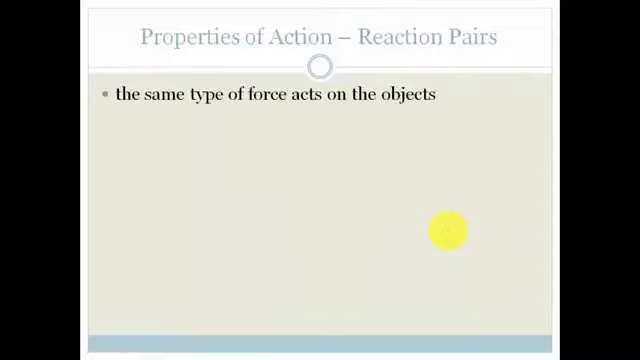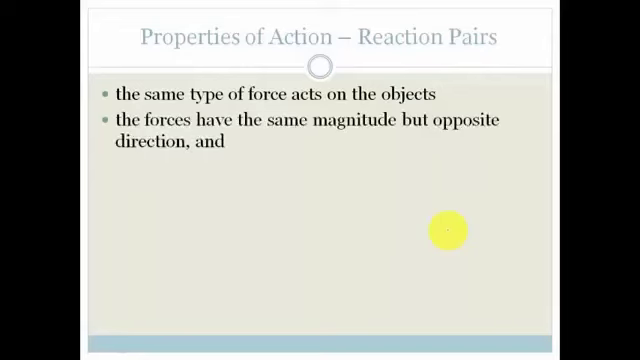Okay, so let's talk about what we know about the properties of action-reaction pairs. One, the same type of force acts on the objects, okay? So it's either going to be a pull or a push or something like that, but there are not two different types of forces. Same type of force. Secondly, the forces have to be the same magnitude. In other words, they have to be the same size, and they're always opposite in direction. And most importantly, the forces act on different objects. It's not two forces acting on one object. The forces are acting on different objects. And that's the most important thing about action-reaction pairs and how to identify them.